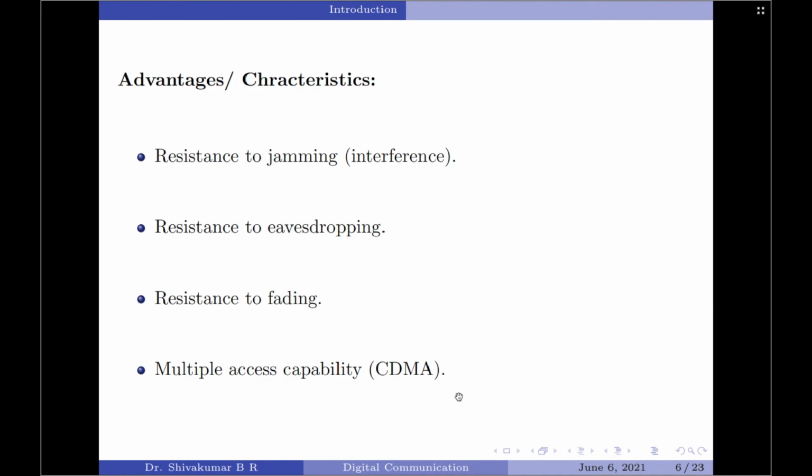Right, that is about a brief introduction to spread spectrum modulation technique. In my next video, I will be discussing on pseudo-random number sequences, which are also called PN sequences.